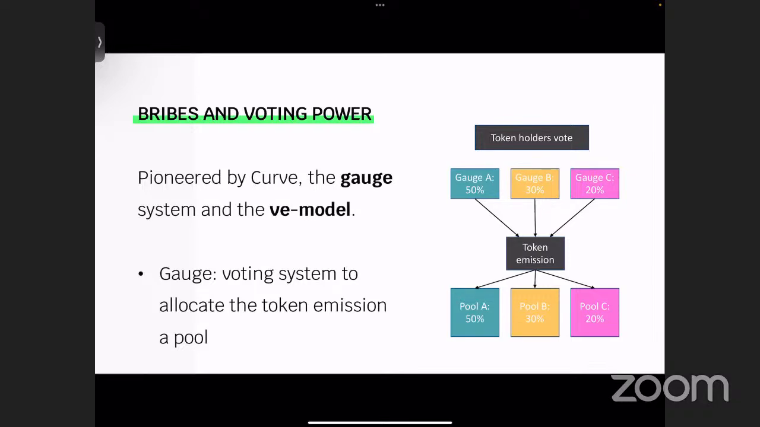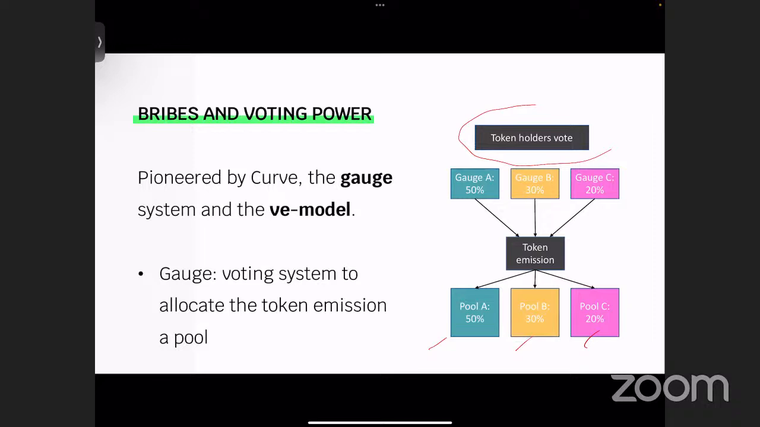So basically a gauge, it's easy to understand. It's a voting system to allocate a certain proportion of a token to a pool. So let's take an example. We have here 3 pools, the pool A, the pool B, and the pool C. We have here the token holders who can vote for the token emission.